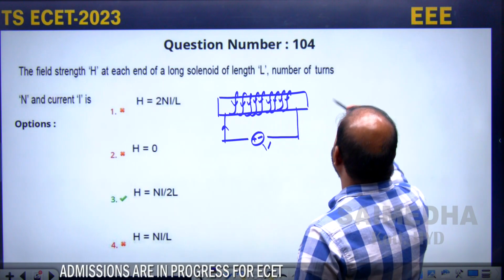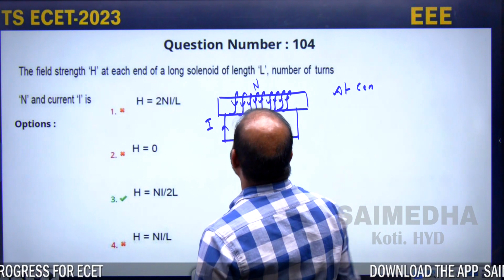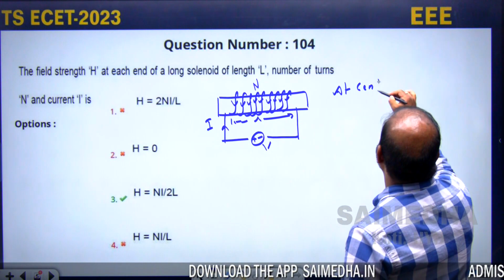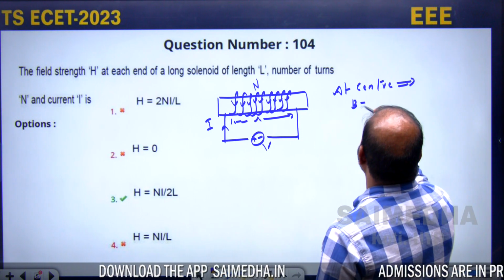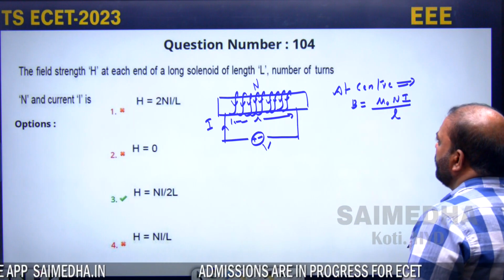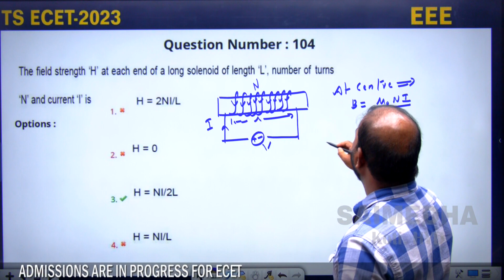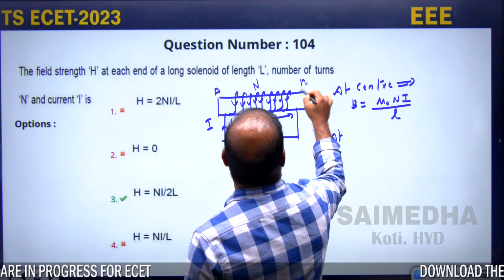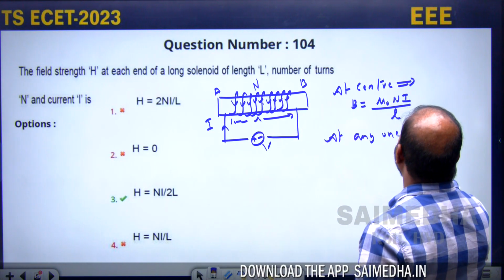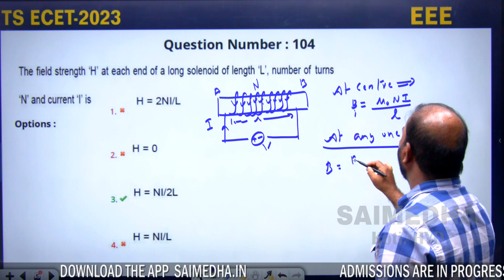At the center of the solenoid, if the solenoid has n number of turns, the current flowing through the solenoid is I, and the length of the solenoid is L, then the magnetic flux density is mu naught N I by L. At the center of the solenoid, the magnetic flux density is given by mu naught N I by L. But what about at the edges, at any one end? If at the center it is B, then at the end it is half of this one.